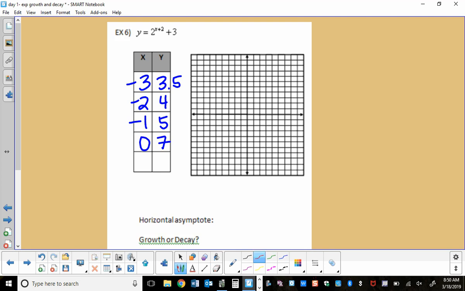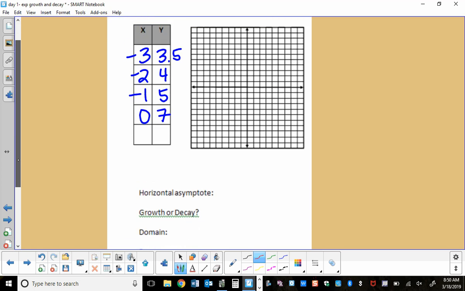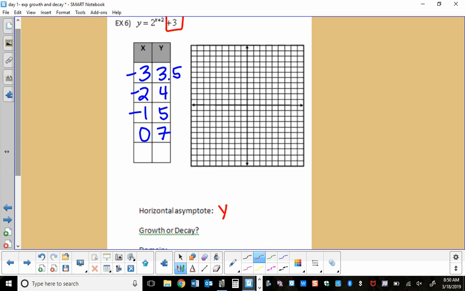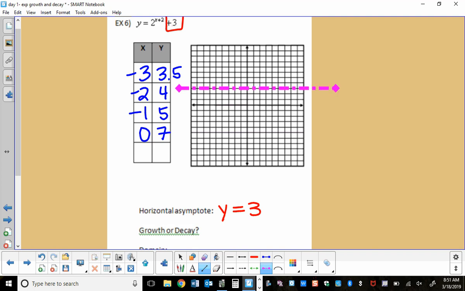Alright, the first thing I'm going to do is look for my asymptote. The number after my exponent is what? +3. So my horizontal asymptote is +3. I'm going to go to y is +3 and draw my dotted line. That's my asymptote. Now plot my points. You guys can go ahead and do that.